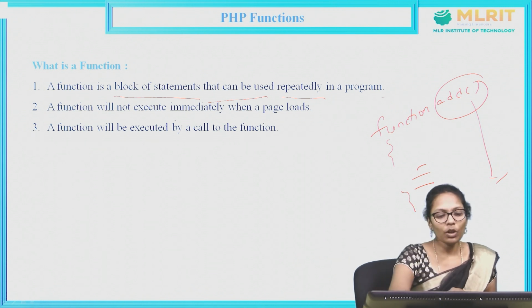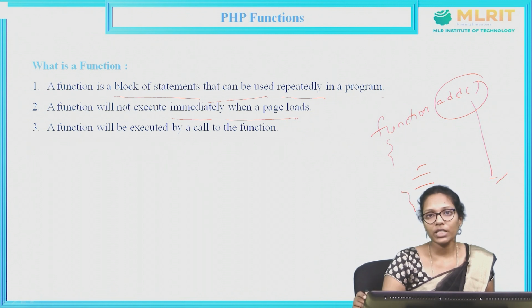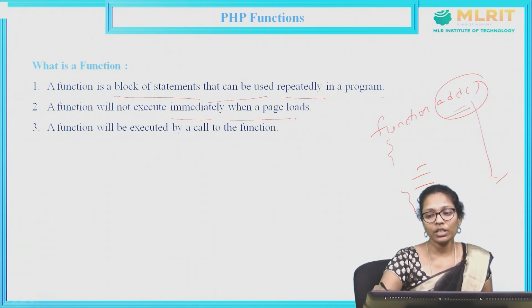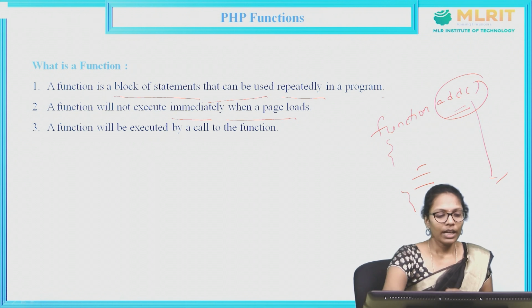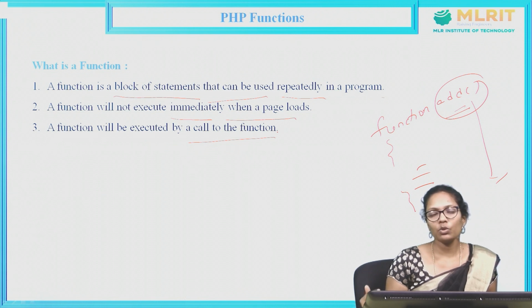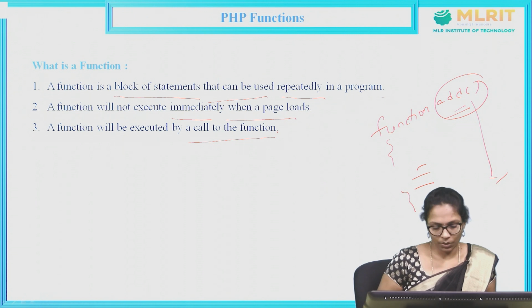A function will not execute immediately when a page loads. A function will not be executed until someone calls it. I'm writing this add function, but it will not be executed. Why? Because I should call that function if it is a user-defined function. A function will be executed by a call to the function. A function is a set of statements to do a particular task, so whenever I call that function, the function will be executed.